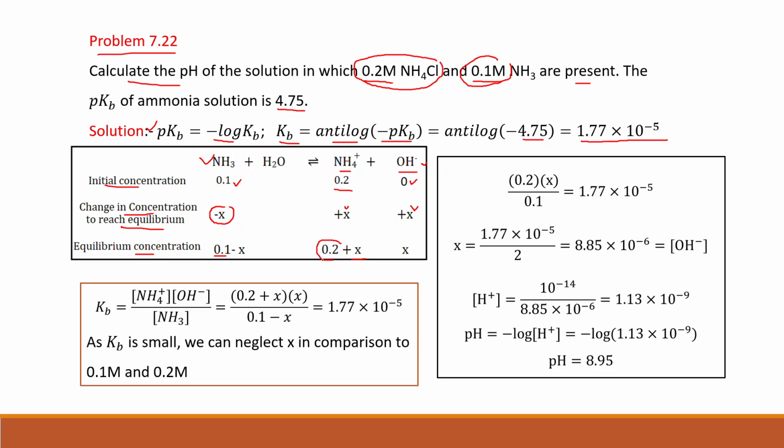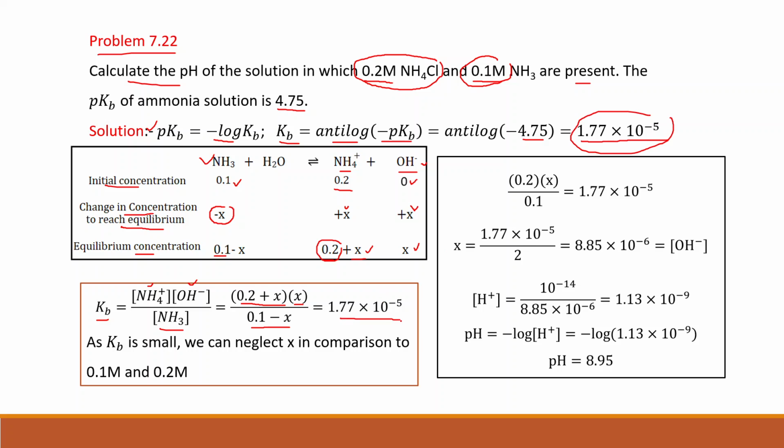Why? Because 0.2 is already present, and this X is coming from ionization of NH3, and equilibrium concentration of OH minus is X. Now again write Kb is equal to concentration of NH4 plus multiplied by concentration of OH minus ion divided by concentration of NH3. Put the values. Concentration of NH4 plus is 0.2 plus X. Concentration of OH minus ion is X. And the concentration of NH3 is 0.1 minus X. And solve it. We will get solved. This is equal to Kb, which is this one.